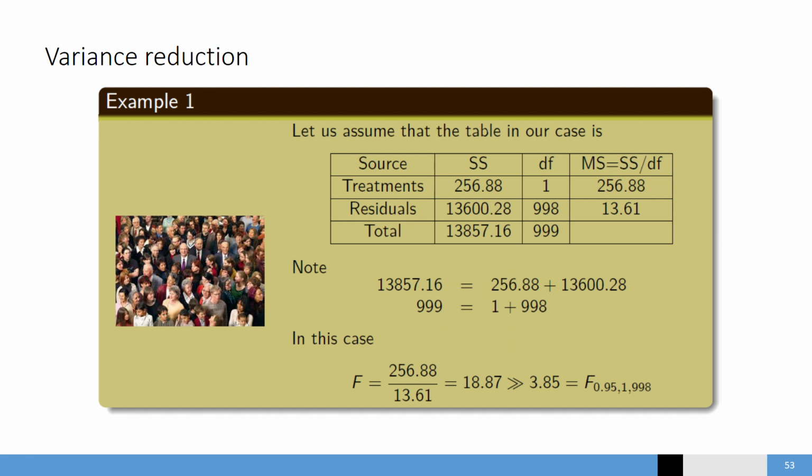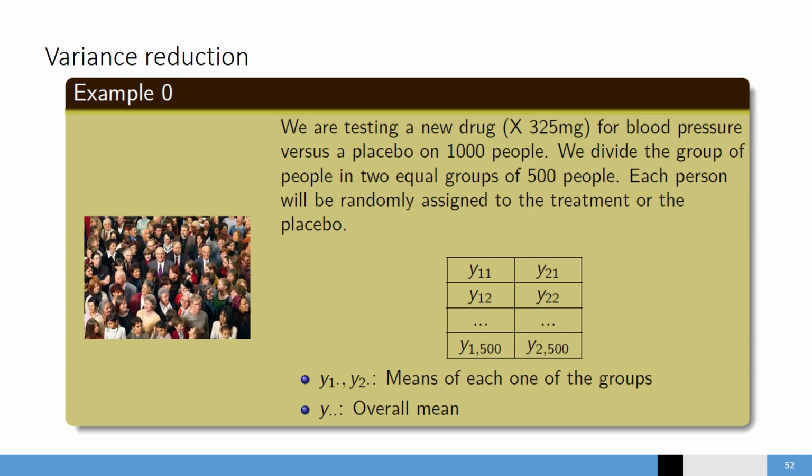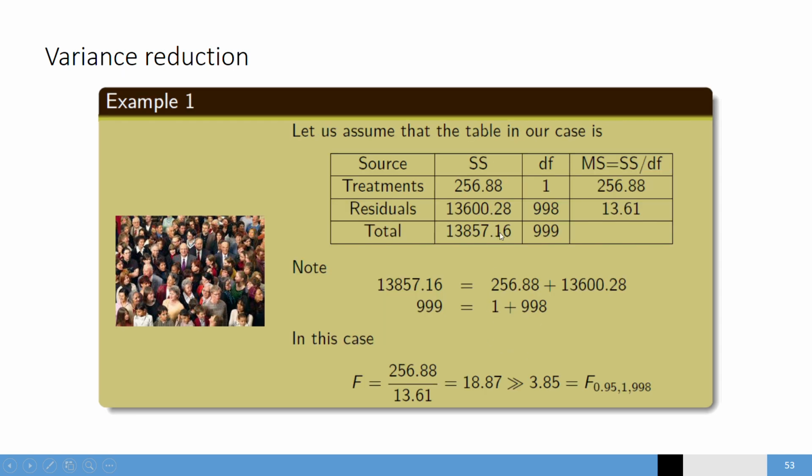Now you can compute how different these means are from the average. So each person from the average of the group, each person from the total average. The person from the total average, it is this total sum of squares, and because we have 1,000 people and we have to estimate what is the overall mean, we have only 999 degrees of freedom.